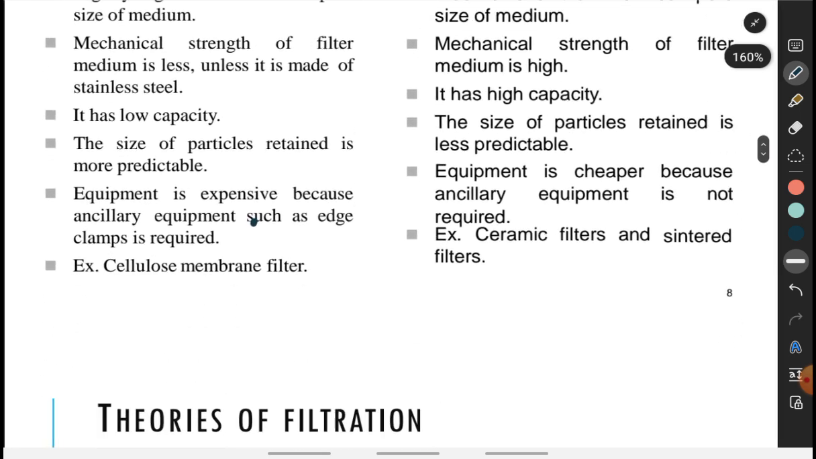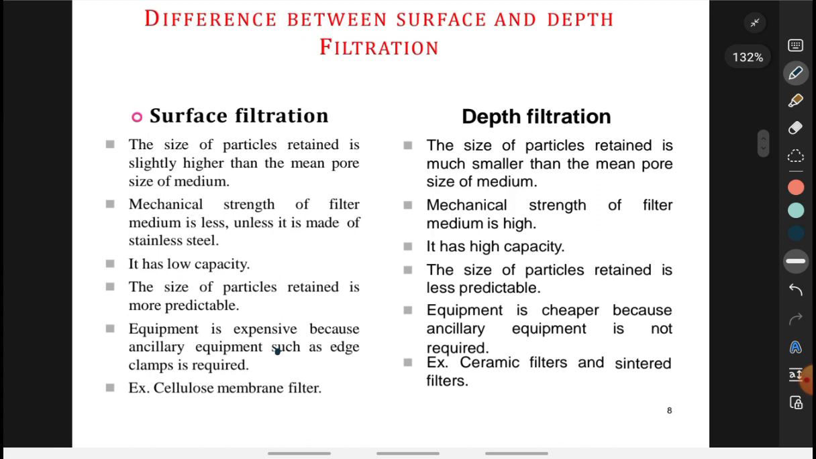Next, coming to the difference between surface filtration and depth filtration. In surface filtration, the size of the particle retained is slightly higher than the mean pore size, and in depth filtration the size of the particle retained is much smaller than the mean pore size. Mechanical strength of the filter medium is less in surface filtration, unless it is made of stainless steel, while in depth filtration it is high. Surface filtration has low capacity, and depth filtration has high capacity. The size of the particle retained is more precise in surface filtration and less precise in depth filtration. Equipment is expensive in surface filtration because ancillary equipment such as clamps is required, and equipment is cheaper in depth filtration.